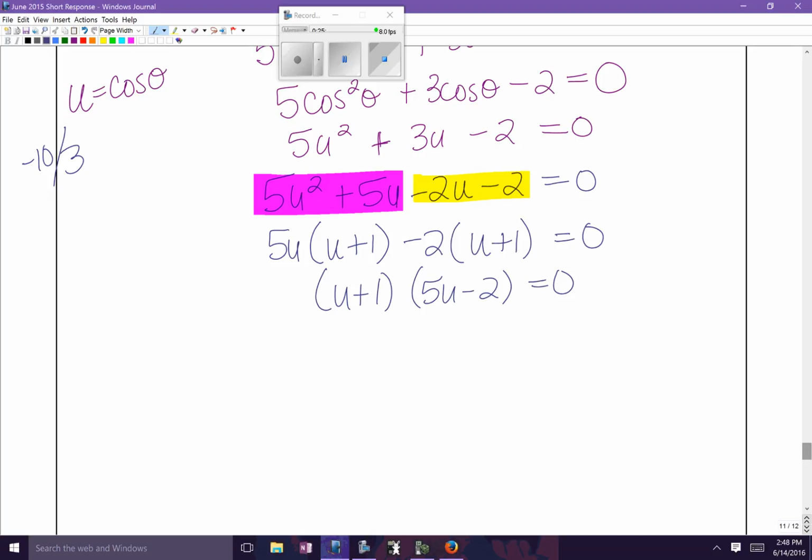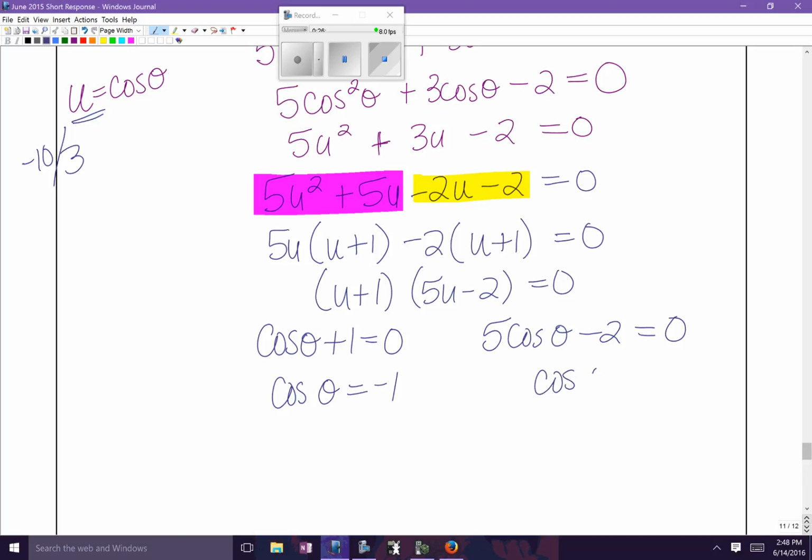So now I'm going to go ahead and remember that u isn't u. U is cosine of theta, and I'm going to do two things in one step. I'm going to replace u with cosine of theta and set it equal to 0 at the same time. So cosine of theta plus 1 equals 0, and 5 cosine of theta minus 2 equals 0. So I'm going to go ahead and solve for cosine of theta. Okay, now I want to just get theta.